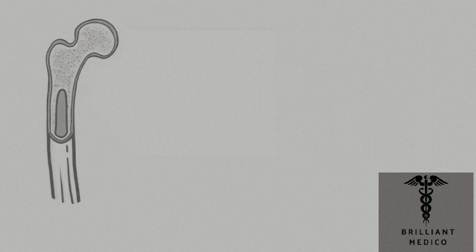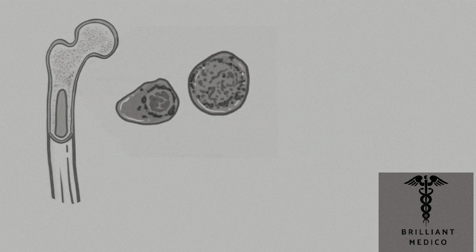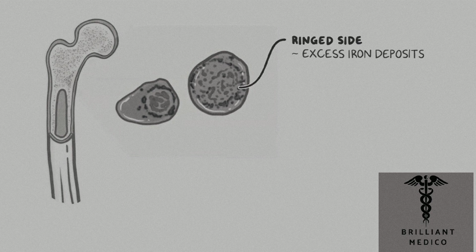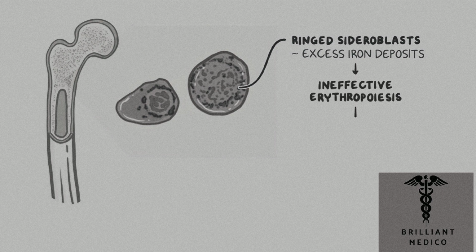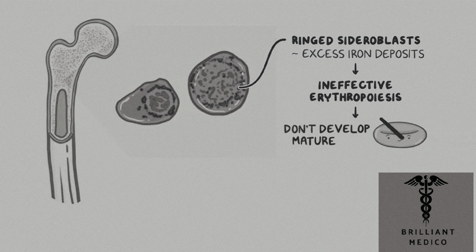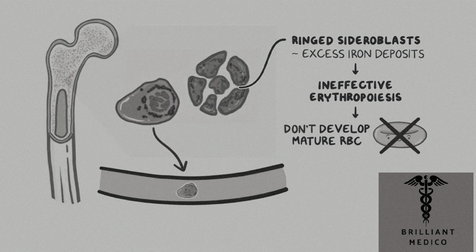In the bone marrow, immature RBC's mitochondria surround the nucleus and get laden with excess iron deposits, which produces ringed sideroblasts on histology, hence the name of the disease. These sideroblasts have ineffective erythropoiesis, which means they don't develop normally to become a mature RBC, and end up dying in the bone marrow with a few escaping into the peripheral blood.